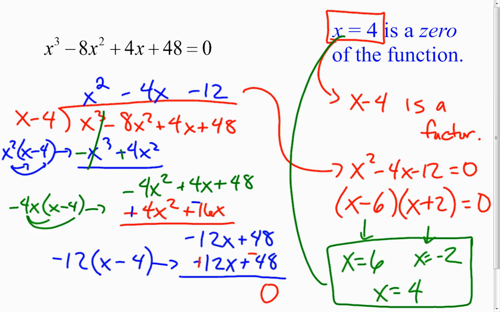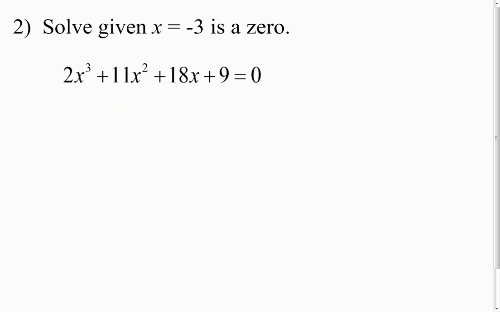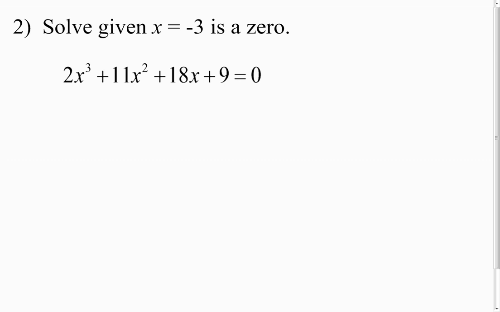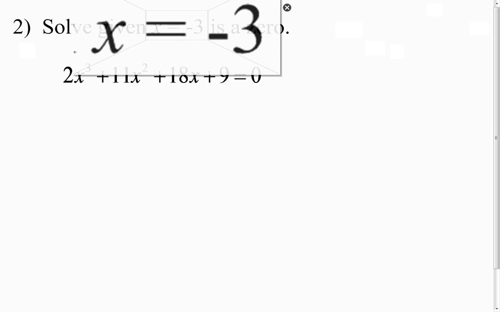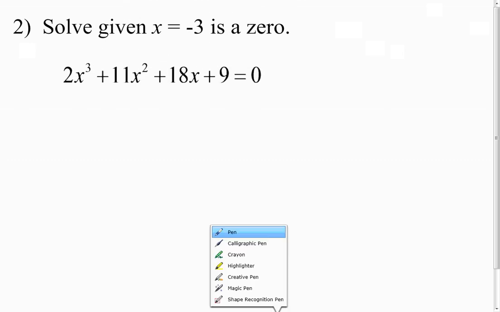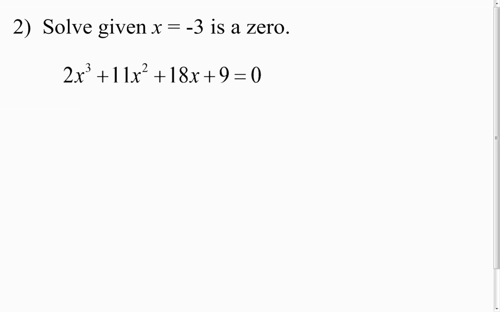All right, let's try another one. Same idea. So in this case, we're going to have 3 answers. We know we're going to have 3 answers because of the degree here. We know that one of our answers is this, so that's what we're going to use as our divisor. So that means that the factor here is going to be x plus 3. So that's going to be what I'm dividing through by.